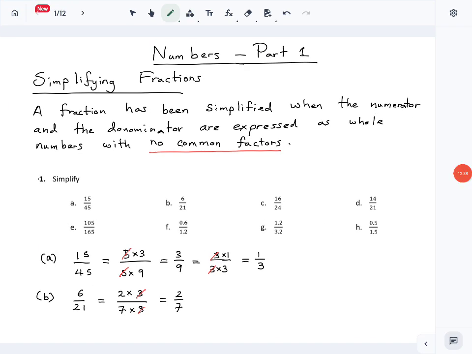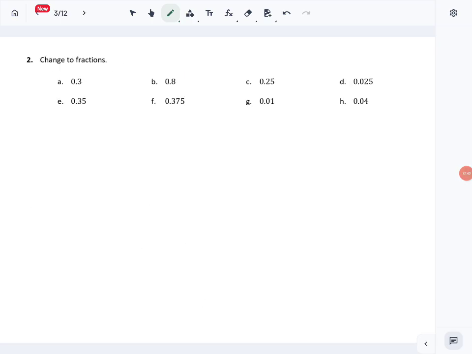Okay. Now, next one is change in decimals to fractions. Right. So let's do this with calculator and without calculator. Right. So first one is what? 0.3. 0.3. So that is what? 3 over 10. This is 3 over 10.